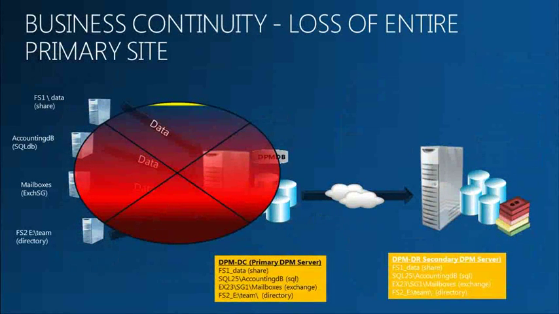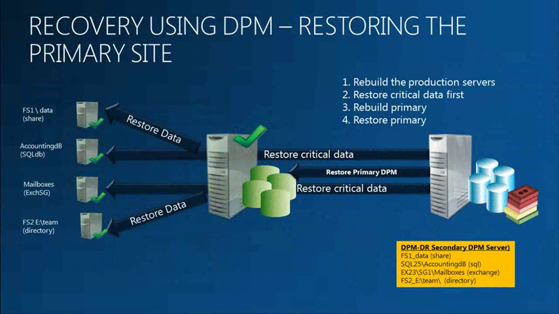In that case, we have the ability to first recover directly from that secondary DPM server to the rebuilt servers once you have those servers available either in your DR location or an alternate location. Then we also have the ability to recover the DPM server. So you don't have to recover the primary DPM server and then recover the data. Obviously, what's critical is getting that data back into production as quickly as possible. So you recover to the disaster recovery servers, then recover your primary level DPM server so you can continue backing up from there.